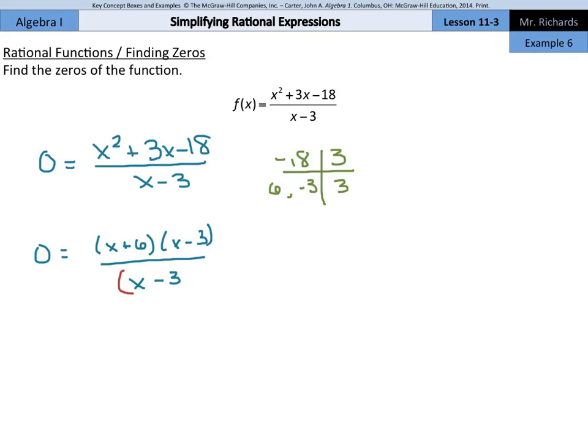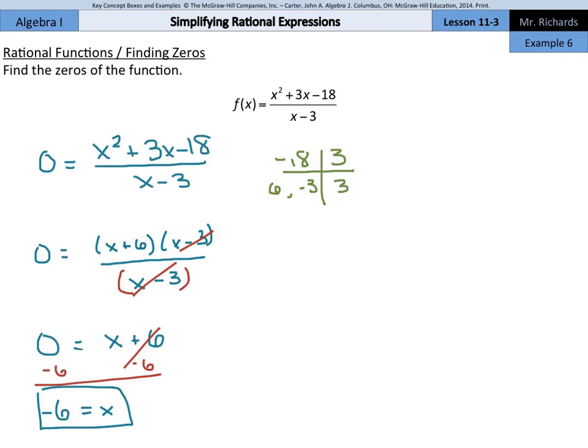Well, the bottom x minus 3 simplifies with the top x minus 3, and we're left with 0 equals x plus 6. If we subtract 6 from both sides of the equation, we're left with negative 6 equals x. That is the 0 of this function. So when x equals negative 6, the numerator becomes 0, so f of x is 0. Therefore, the 0 of the function is negative 6.